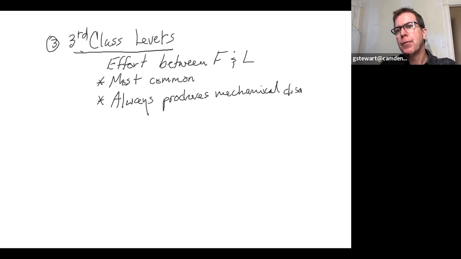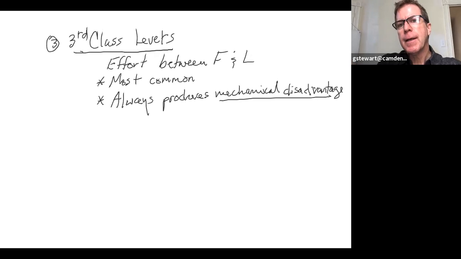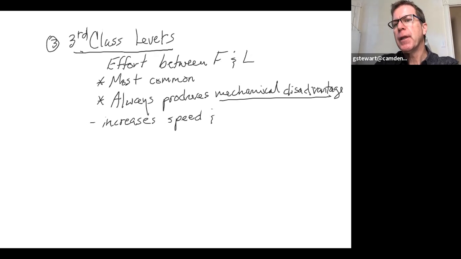That doesn't sound very good for you and me. I'm trying to write, holding this plastic pen with the tips of my fingers on a glass board. It's a challenge. It always produces mechanical disadvantage, but there's a trade-off. Things are harder to move, but the trade-off is it increases speed with class 3 levers, which is good for us, and mobility.